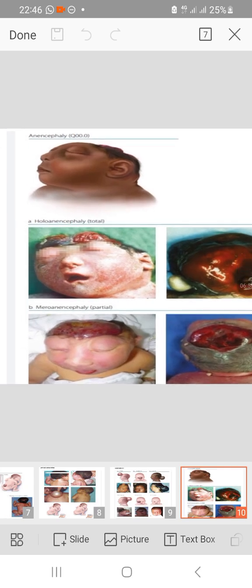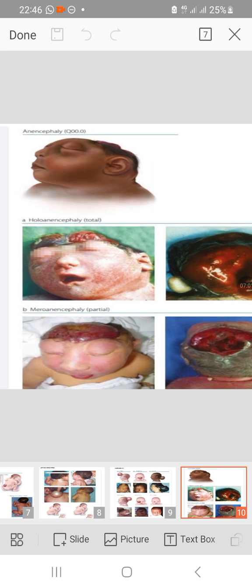So next we go to another neural tube defect known as anencephaly. Anencephaly is the failure of the development of the brain. In anencephaly, the brain may develop partially, or the brain may fail to develop totally. So it's divided into holoanencephaly, which is total, and microencephaly, which is partial.